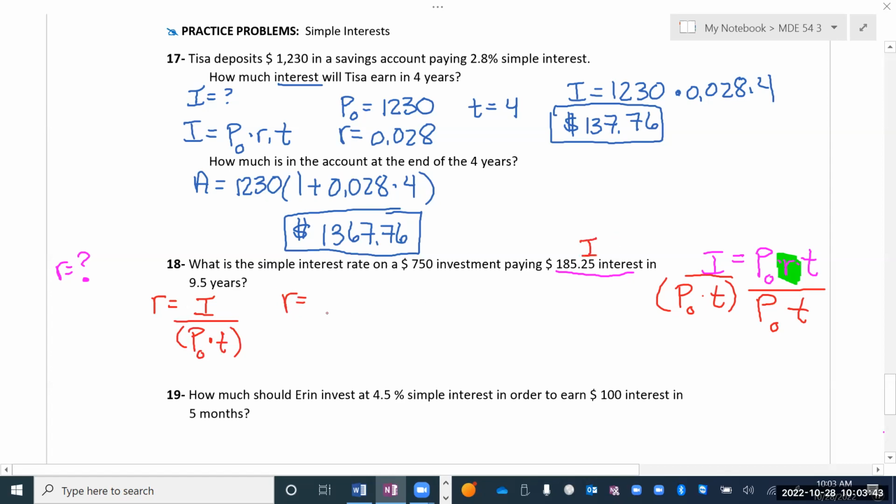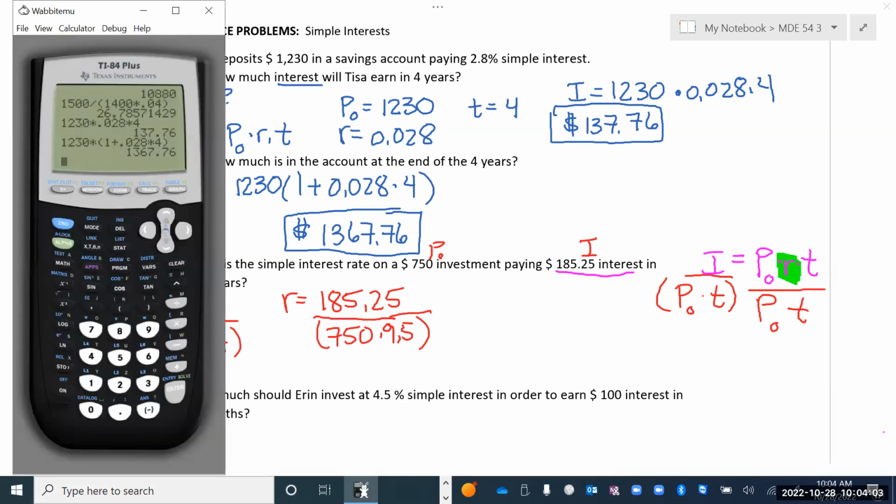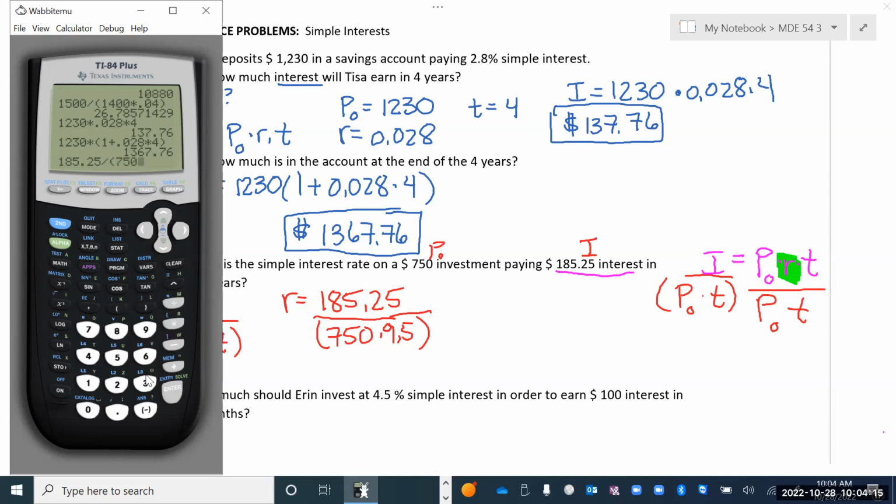So this is I. This is P0. It's the initial amount. And this is my time. Okay. So 18525 divided by 750 times 9.5.